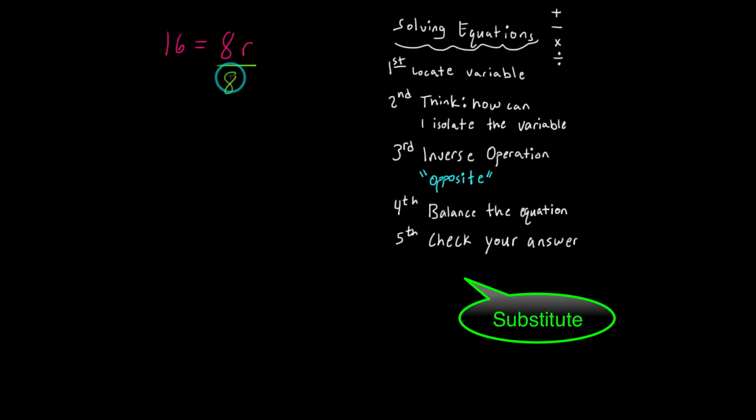Step 4 is to keep the equation balanced. So if I do it to this side, I'm going to do it to the other. So divide by 8. Alright, and now we can solve this problem.